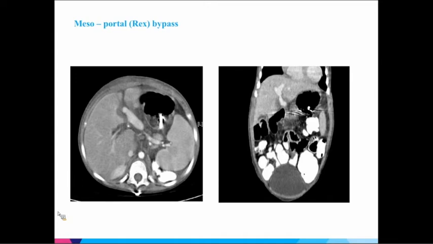And the beauty of this, of course, as you can imagine, is that in the presence of portal vein thrombosis, you have restored intrahepatic portal flow.